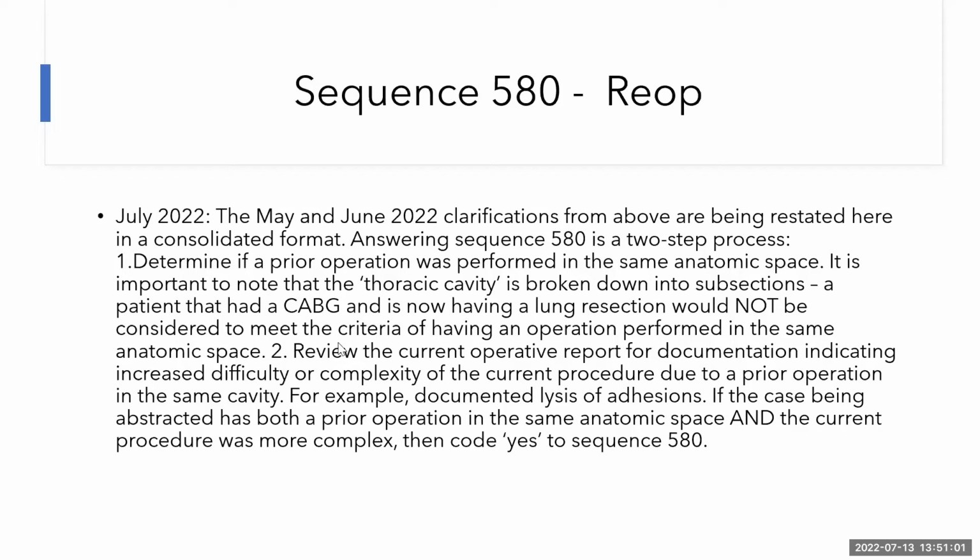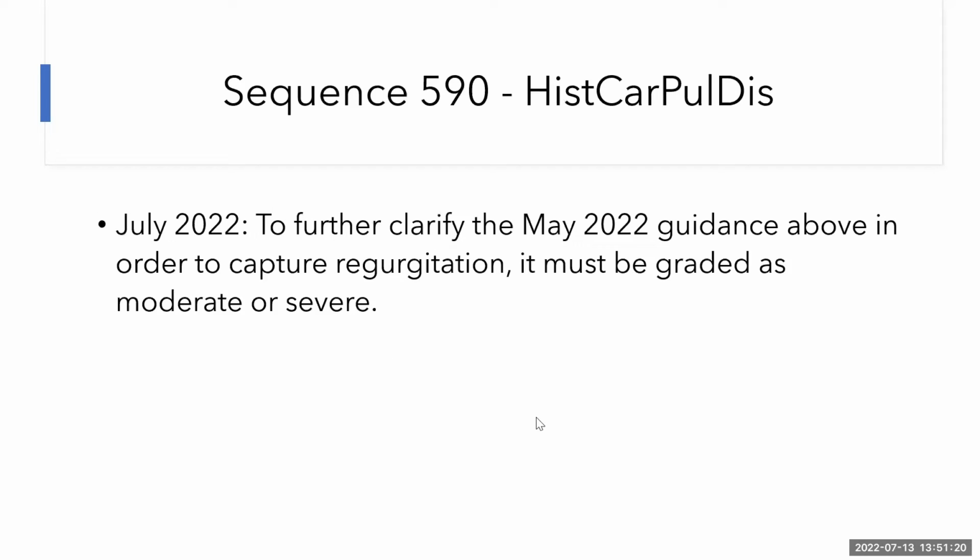If the case that you're abstracting has both a prior operation in the same anatomic space, so number one, and the current procedure was more complex, also number two, then you code yes to sequence 580. So hopefully the restatement clears things up for sequence 580. I know it's a lot of words.